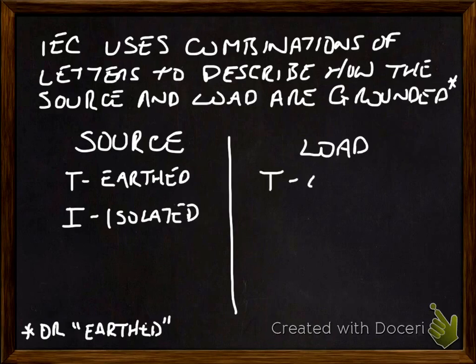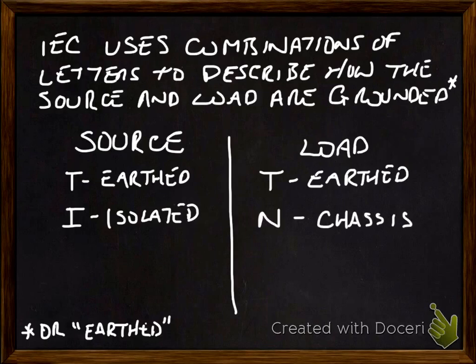And then on the load side, we have two letters as well. We have T, which would mean that the load side of the system was also directly earthed. And if we have an N, it means that the chassis of that load is also directly connected to earth. So we can use those letters in a variety of combinations to describe the way that we are bonding the source and the load to earth.